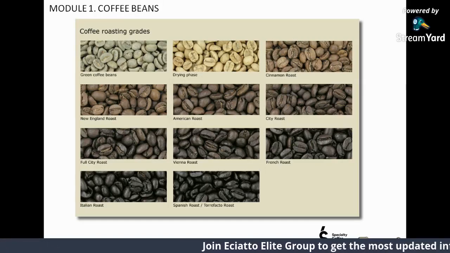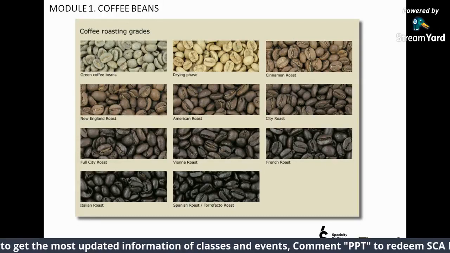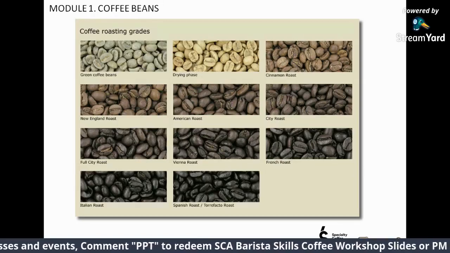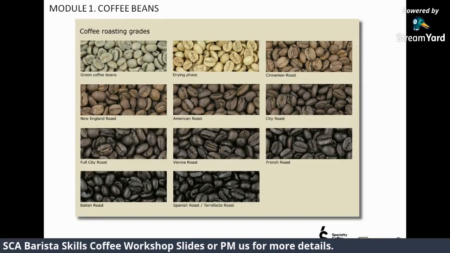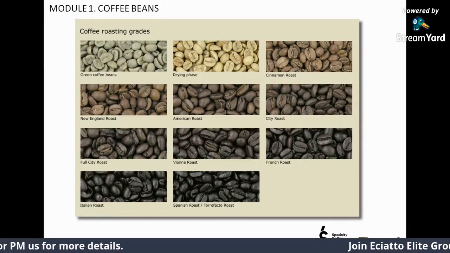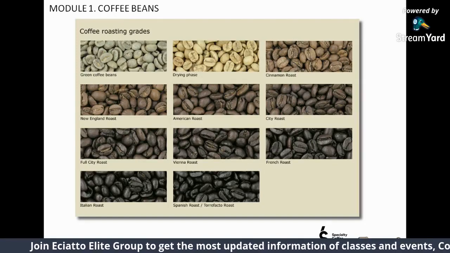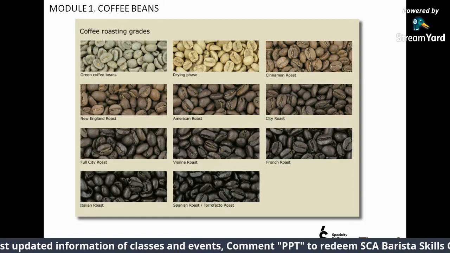For example, in each row, the first row is raw to light, the second is light to medium, the third is medium to dark, and the last one is burnt to charcoal. Any effects on how light, medium, and dark roasts result differently? Actually, coffee has a lot of good health benefits. If you want to know more about how coffee helps, you can go to the Eciatto elite group.